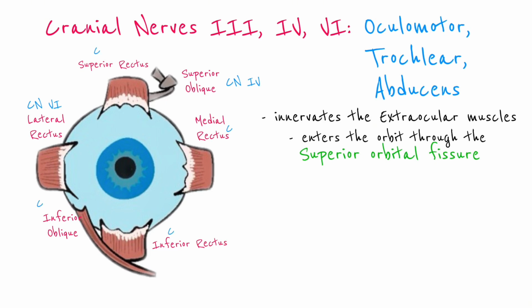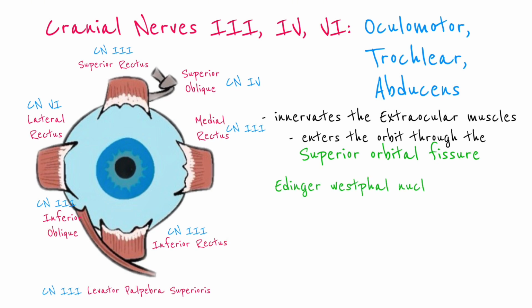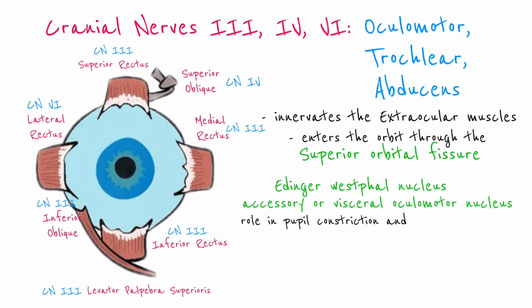The oculomotor nerve innervates the rest, the inferior oblique, the skeletal muscle component of the levator palpebrae superioris, and the remaining 3 rectus muscles. The Edinger-Westphal nucleus, or the visceral oculomotor nucleus, is the source of its general visceral efferent component, and plays a role in regulating pupil constriction and lens accommodation, ultimately controlling the iris sphincter and ciliary muscle.